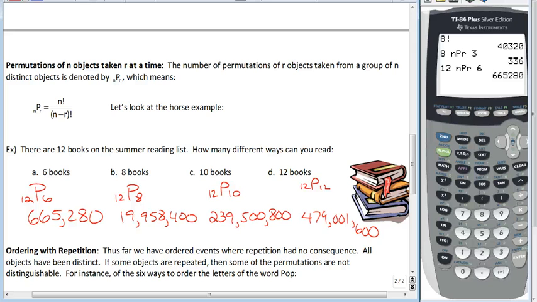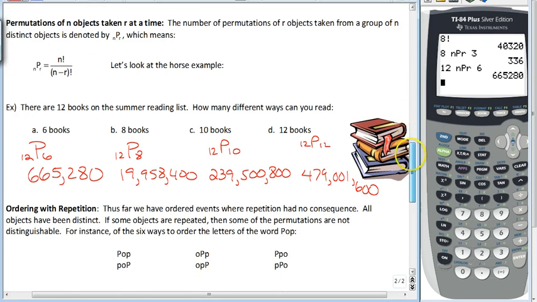Look at how many different ways you can read 12 books. 479 million and more. That's quite a bit of different ways that you can read 12 different books.